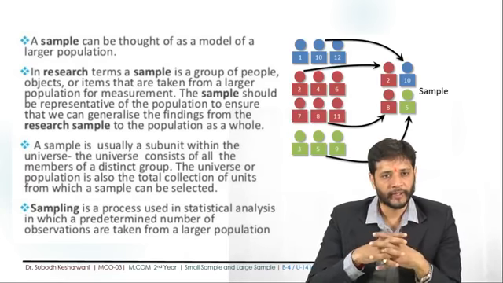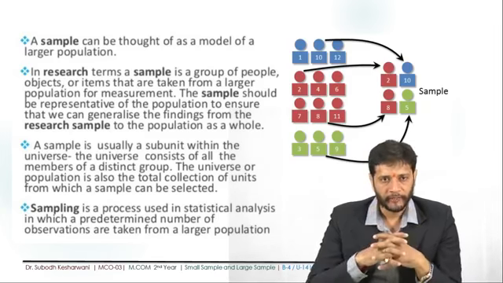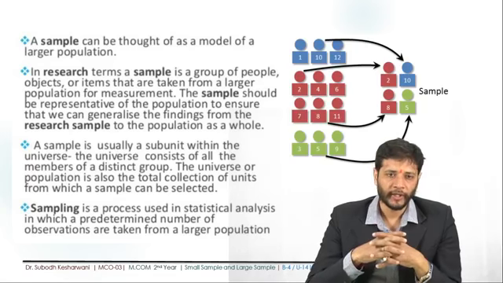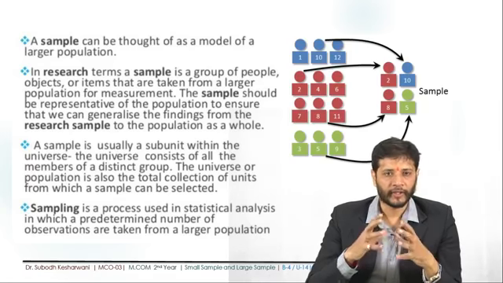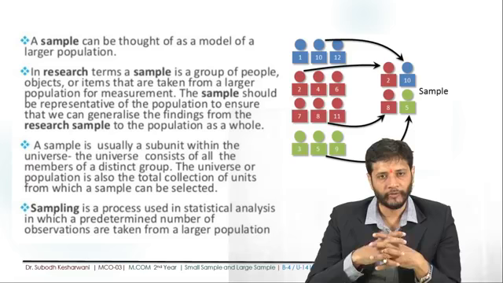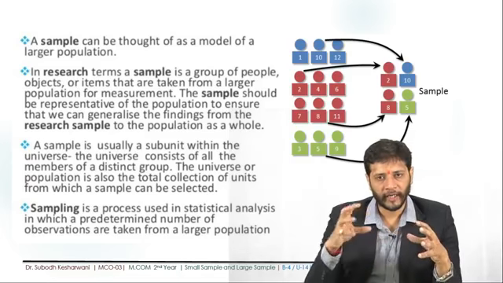The sample should be representative of the population to ensure that we can generalize the findings from the research sample to the population as a whole. A sample is usually a subunit within the universe. The universe consists of all the members of a distinct group, which could be called a population, and from that universe we extract certain information.